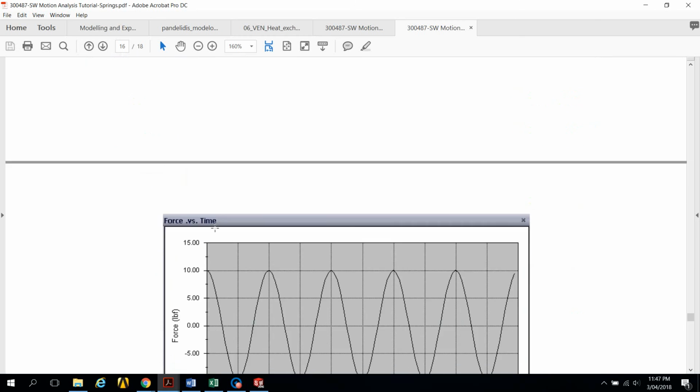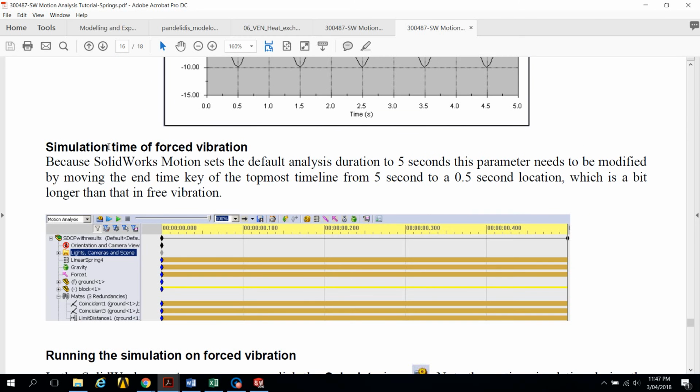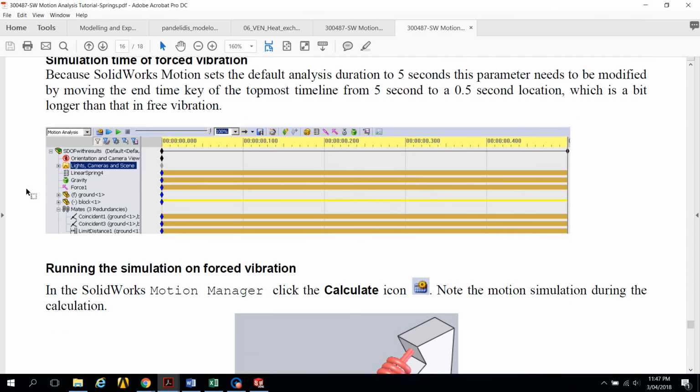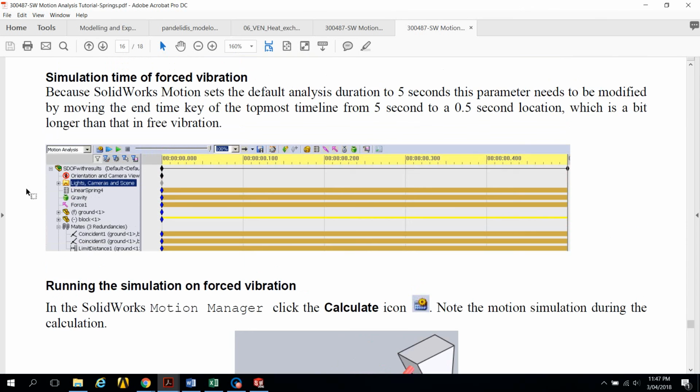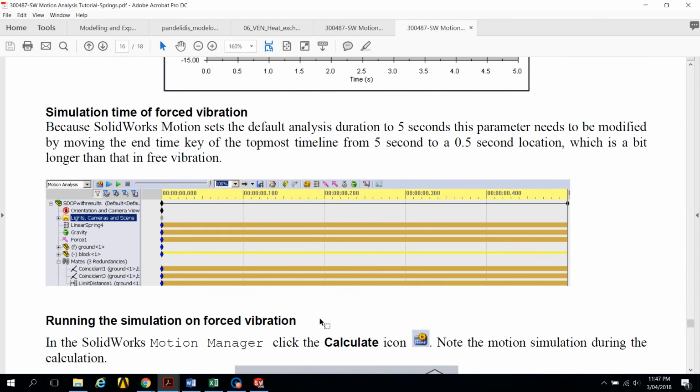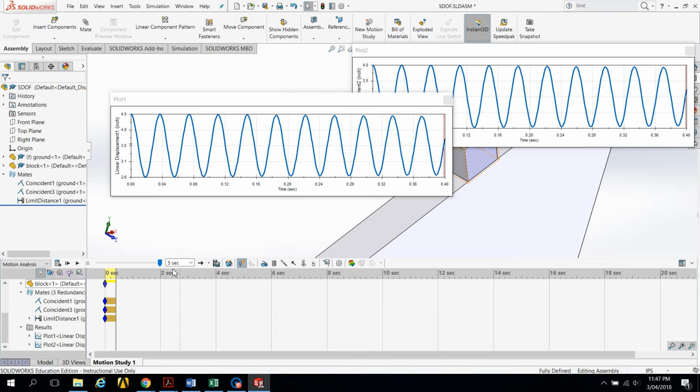So let's see the other part, which is going to be the simulation time of force vibration. Because SolidWorks sets the default analysis duration to 5 seconds, this parameter needs to be modified by moving the end time key to the topmost line from 5 seconds to 0.5 seconds, which is a bit longer than the free vibration. Okay, and that's what I'm going to do. Simulation of the time, force, vibration. That's left already, so click that.